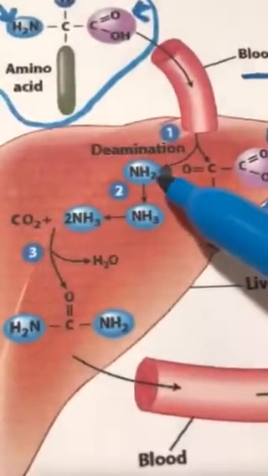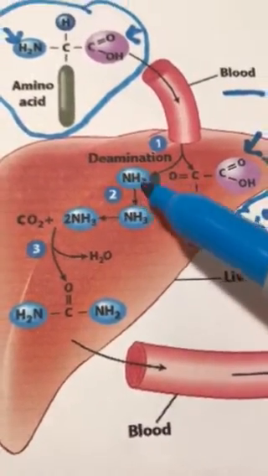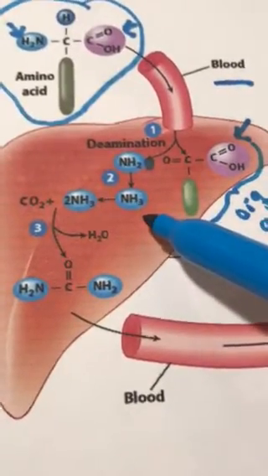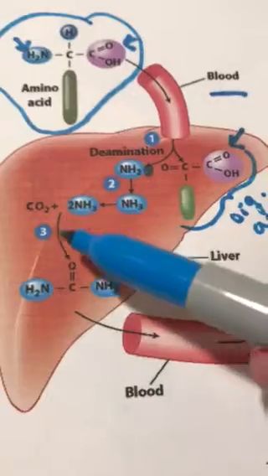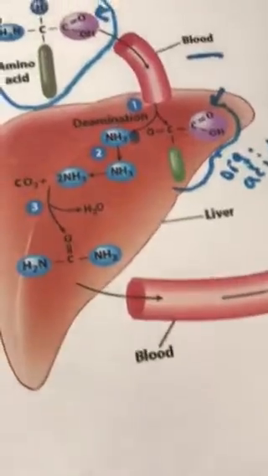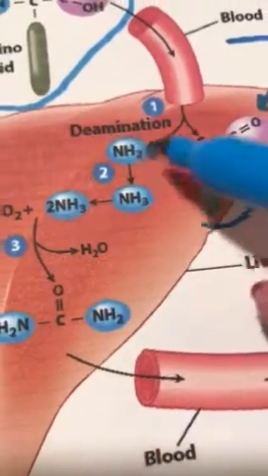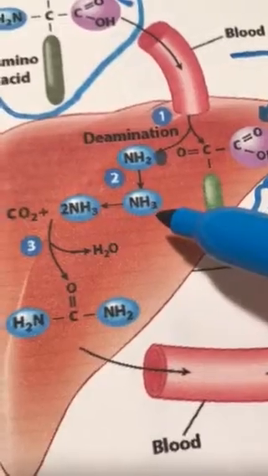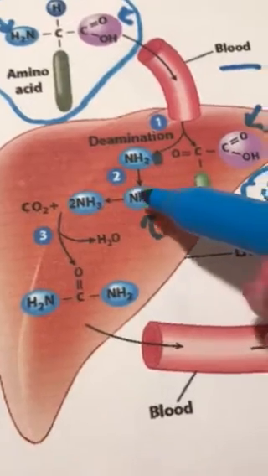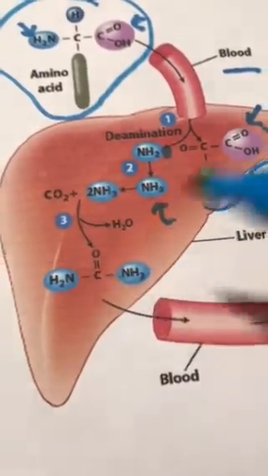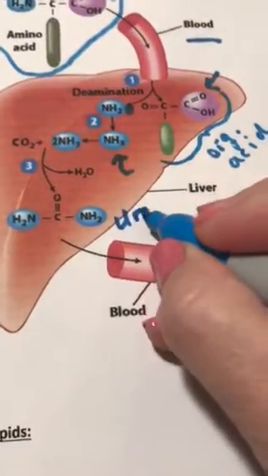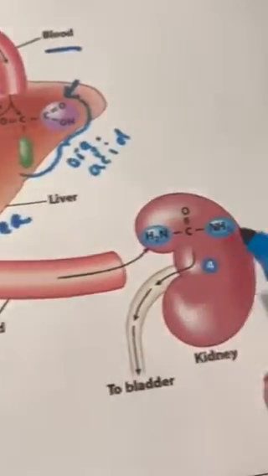Now, the amine group that we removed is toxic and we have to remove it from the blood. So it's going to get converted into urea. This is the amine group that we removed. It gets converted here into ammonia first. So this is ammonia, NH3 is ammonia. That gets converted into urea. And then urea, which is our nitrogenous waste product, gets removed from the blood.